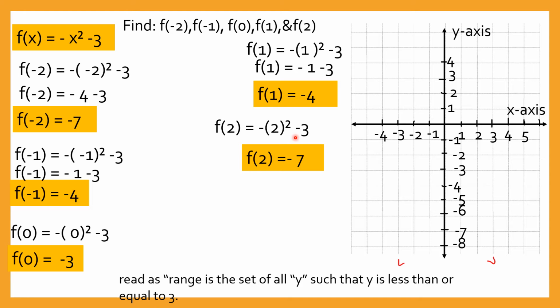So now we're going to plot the points. That is negative 2, negative 7. Next is negative 1, negative 4. 0 is x, negative 3 is y. And then we have positive 1 is x, and negative 4 is y. And then positive 2 is x, then negative 7. Okay, so now connect the points, and that's the graph, which is a parabola that opens downward. A while ago, it was a parabola that opens upward.